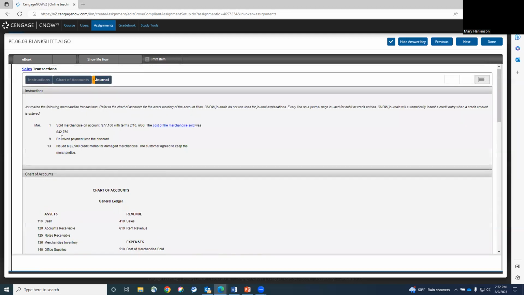So let's go back up here to 9. It says they received payment less the discount. So they did take advantage of the discount. They paid us within 10 days. So if you see here, the transaction was on March 1st. We received payment by March 9th. So that's well within the 10 days.